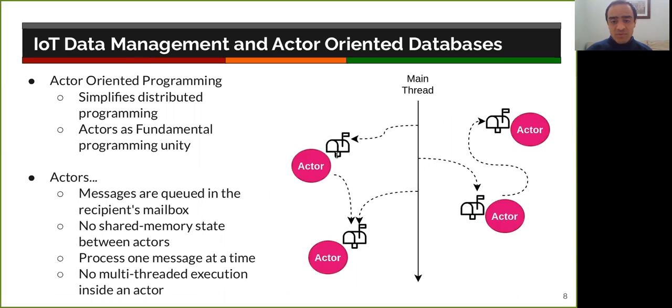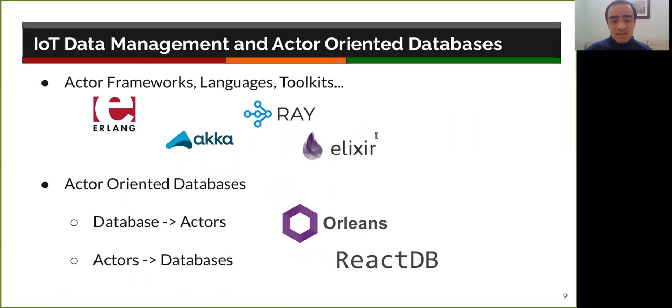Actor-oriented programming is a programming paradigm that simplifies distributed system development by using actors as its fundamental programming unit. Conceptually speaking, actors exchange messages using a queue mailbox. They don't share memory state, they process one message at a time and have no multi-threaded execution inside their state. There are many different actor-based frameworks, languages, and toolkits that have been developed. Some famous examples include Erlang, Akka, the Wave Framework, and the Elixir language.